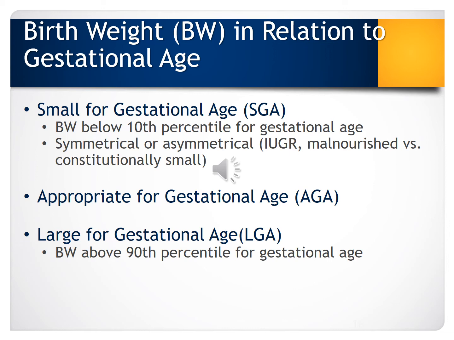And then large for gestational age if it's greater than 90th percentile for that age. And so there's calculations and charts that you plot. You find the newborn's gestational age, and then you plot its weight, and then it lets you know what percentile that baby is in, and if it's appropriate for gestational age or not.